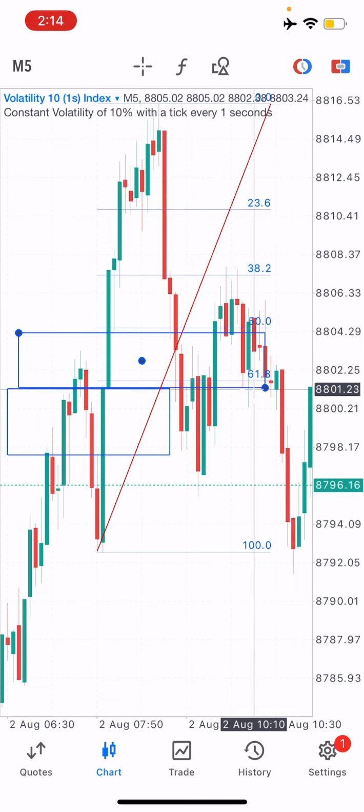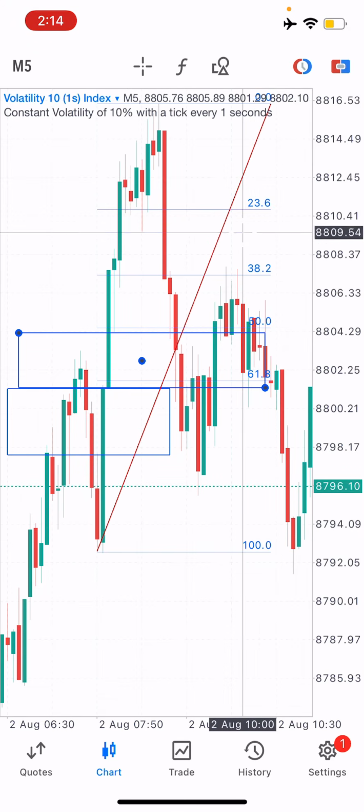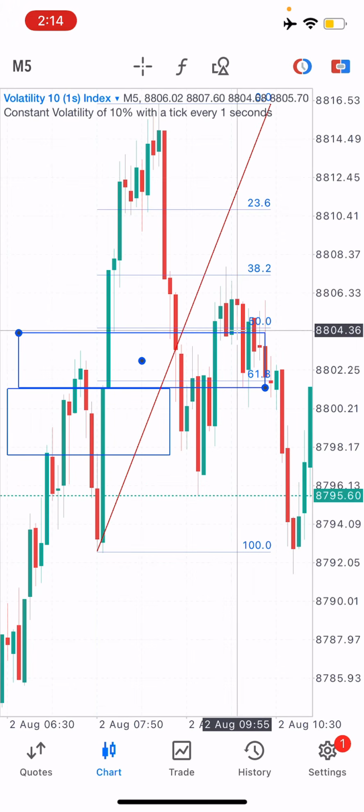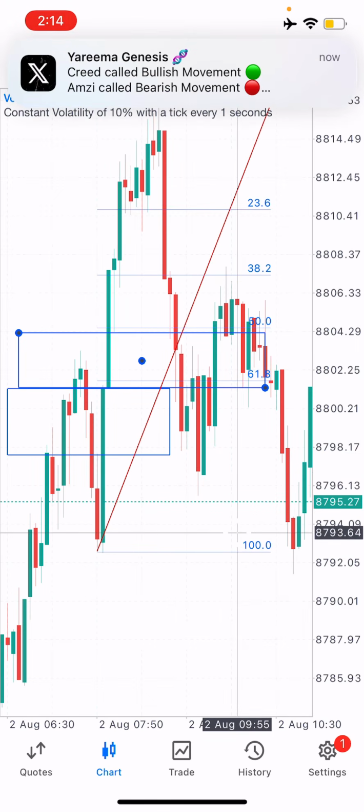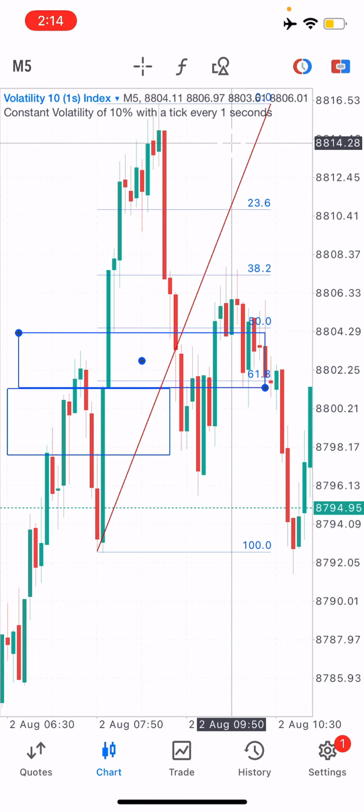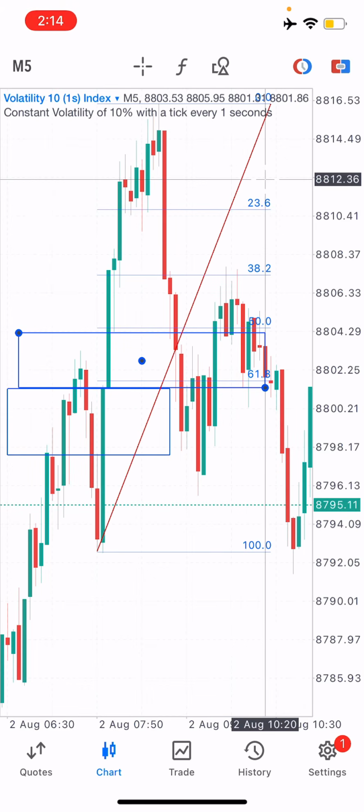So the Fibonacci tool is divided into different lines. From 100 to 50 to the 50 level below. From 50 to 100 is the discount, while from 50 above is the premium, right?